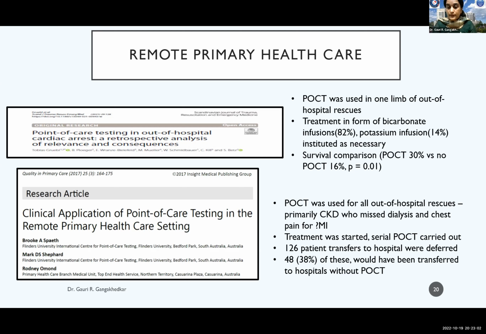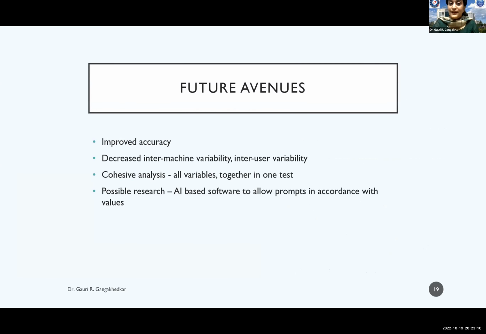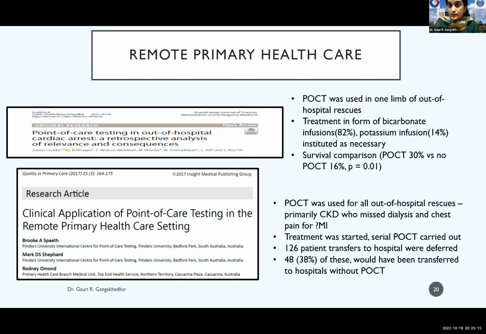On further analysis, the authors note that 48 out of these would have been transferred to a hospital as a priority had it not been for POCT. As a result, I reiterate that these AI-based softwares would indeed help at this point, because if we're going to have paramedical staff doing these rescues, it would help to have prompts which enable us to do better.